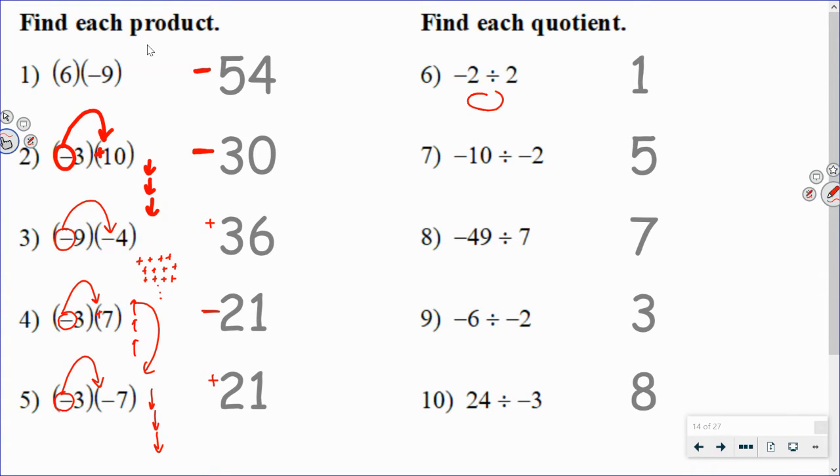So number 6 is asking us to split up -2 into two groups. Well, I just put -1 in each. The other way to think about that is the opposite of all those positives.